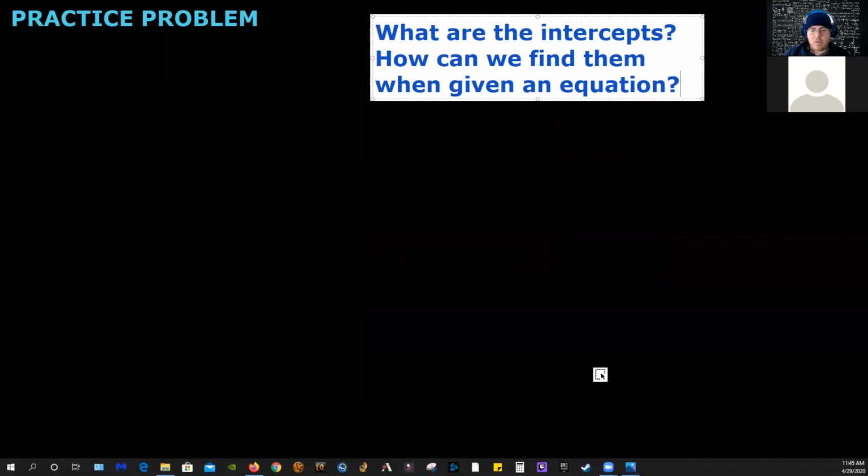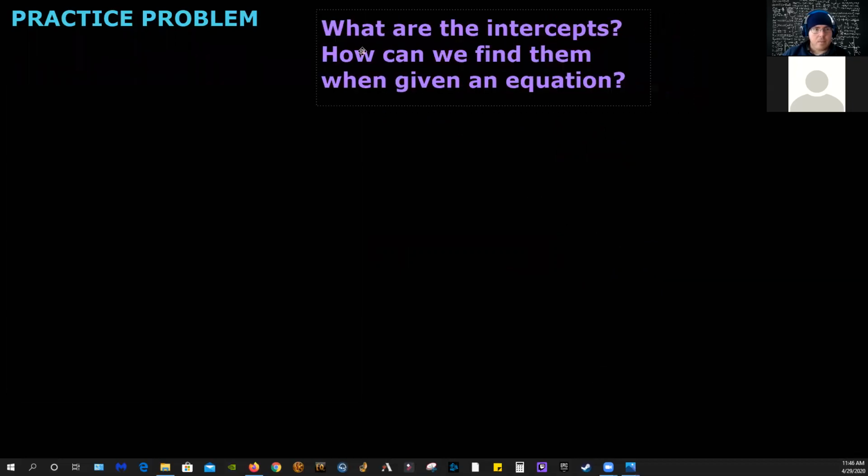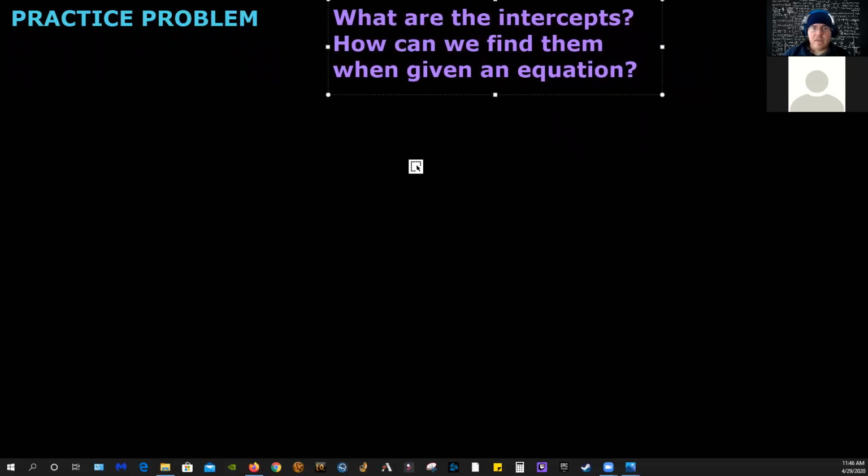I'm going to pick a different color. This is much easier to read. Okay. So now what we're trying to do is find the intercepts, but instead of them giving us a picture to look at, what if they only gave us an equation?